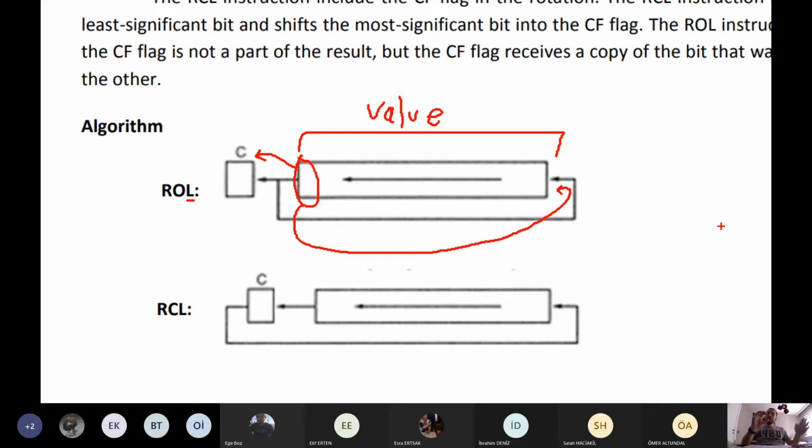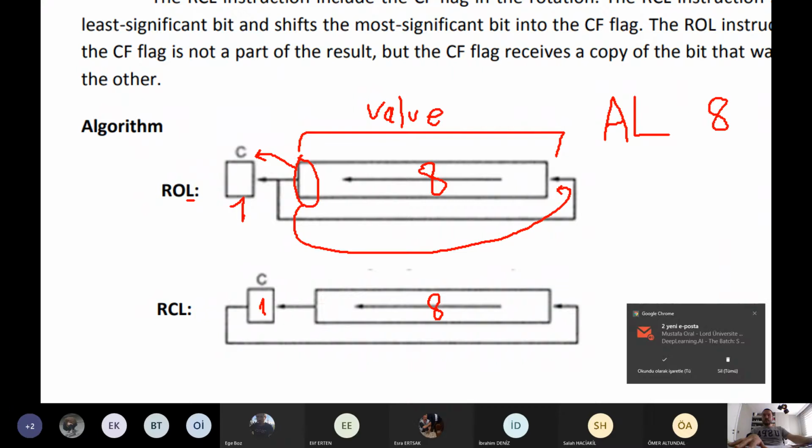So for example, let's say we are rotating AL. AL is 8-bit, remember, this is 8-bit, and this is 1-bit. If we rotate AL, we rotate the 8-bit, and we keep copying the most significant bit into carry flag. Please look at the below example, rotate through carry left. This is also again 8-bit. This is also again 1-bit.